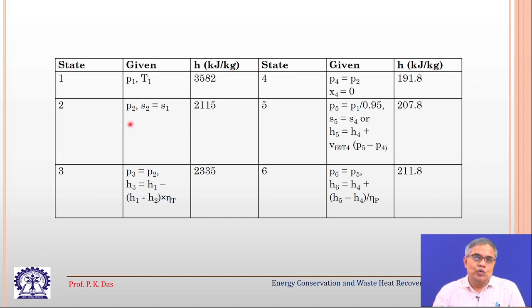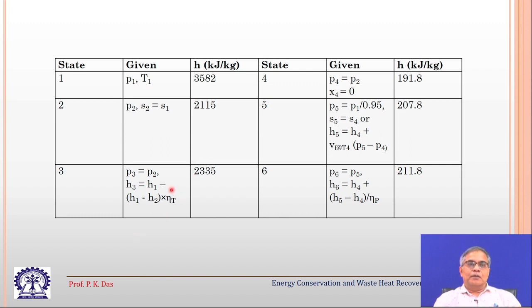At state 2, if you remember the figure, or later on if you go back to my previous slide of the lecture, you can understand this is the end of expansion in the turbine if the expansion process could have been isentropic. So, what will happen? Whatever is the entropy at 1, that entropy will be identical with the entropy at 2. S2 is equal to S1. From there you will get the S2 value, from there you will get the condition of the steam, and from there you can calculate the enthalpy, which is 2115 kilojoule per kg.